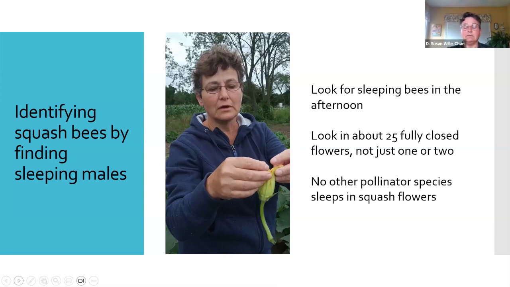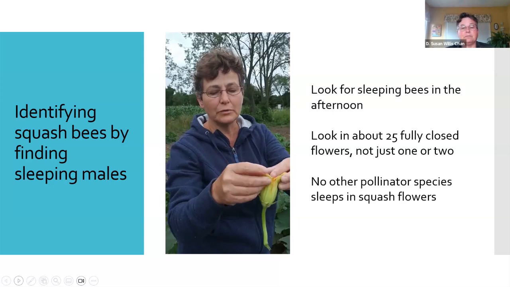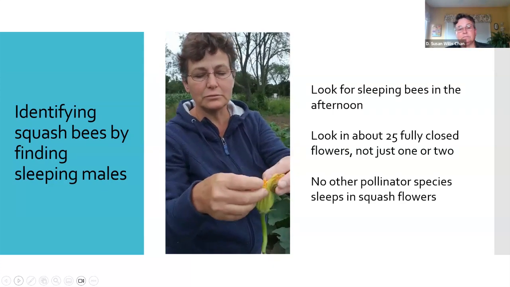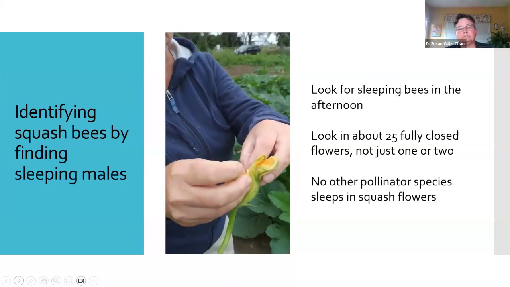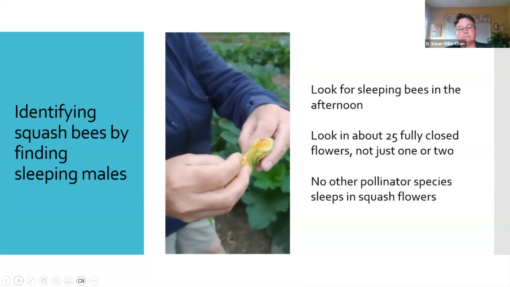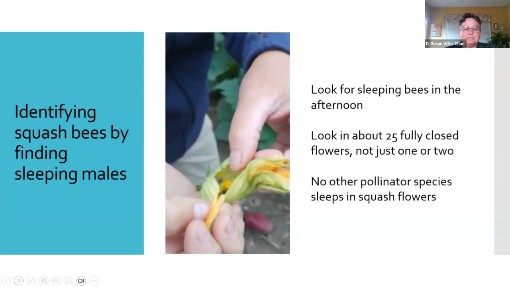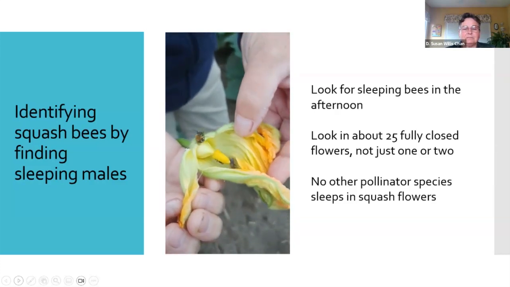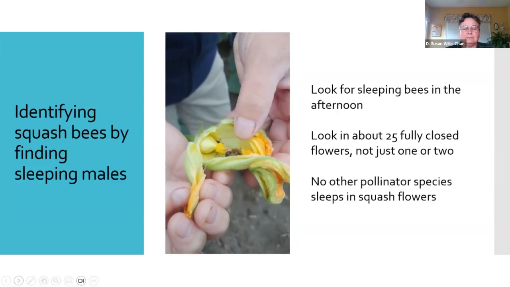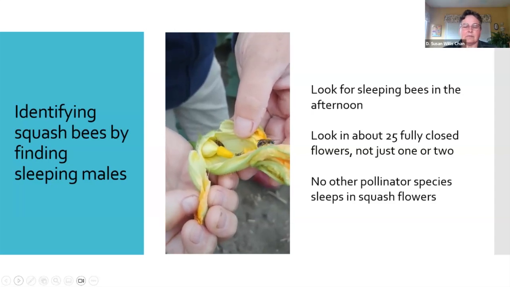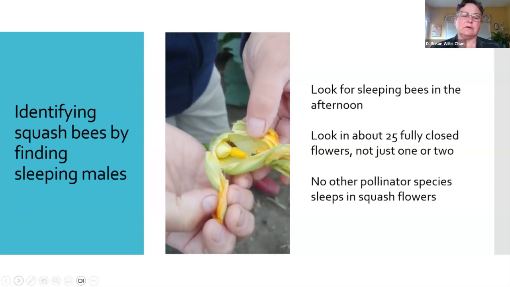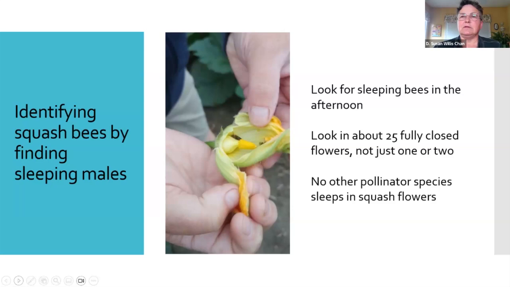And this is what it would look like if you found a flower with squash bees in it. And we're going to open it up because the male squash bees sleep in these flowers. We're going to see if there's a bee inside. Oh, look at that, there's not just 1 bee, there are 3 male bees sleeping in the flower. They're just waking up to start their day's activities. Okay, I just want to point out that in this video, I'm doing this in the morning, but you would not be doing this in the morning. You would be doing it in the afternoon.